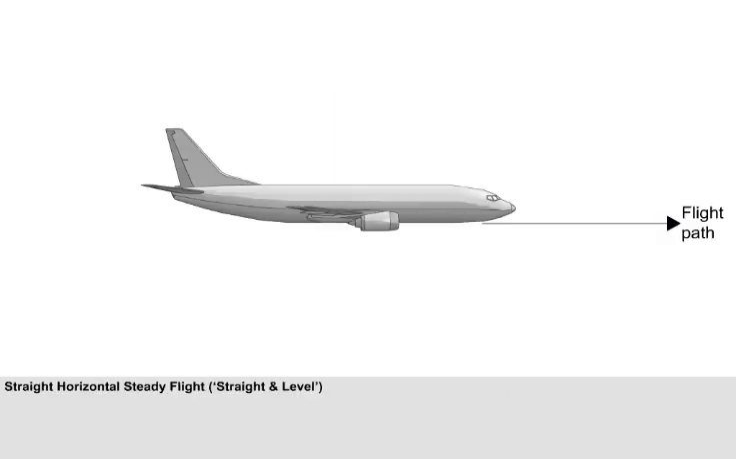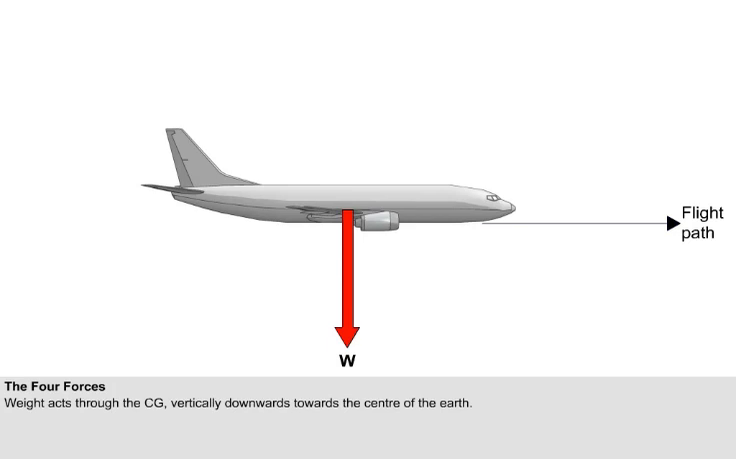In straight and level flight, there are four forces acting on the aircraft: lift, weight, thrust, and drag. Weight acts through the centre of gravity, the CG, vertically downwards towards the centre of the Earth. Alternatively, weight can be said to act parallel to the force of gravity.